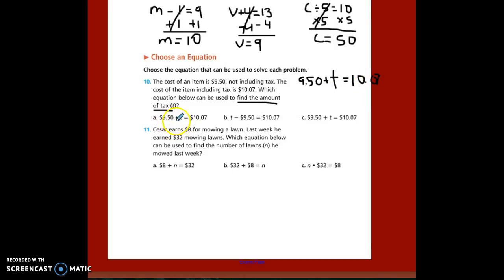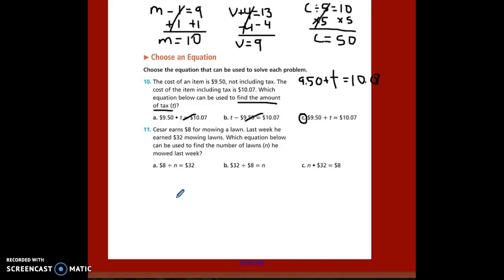So they have times, no, that'd be a lot of tax. They have tax minus, nope, that doesn't work. There it is, $9.50 plus tax equals $10.07. So our answer is C. All right, I want you to go ahead and try to solve this one on your own, and then we'll come back and do it together.